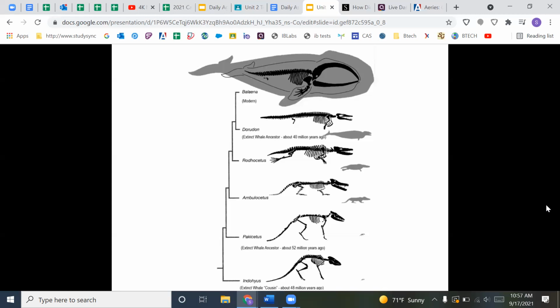Oh, it's because of the branches. So basically both of these had a common ancestor. When they found this fossil, they measured it to be about 48 and this one to be about 52. But they both came from a common ancestor.